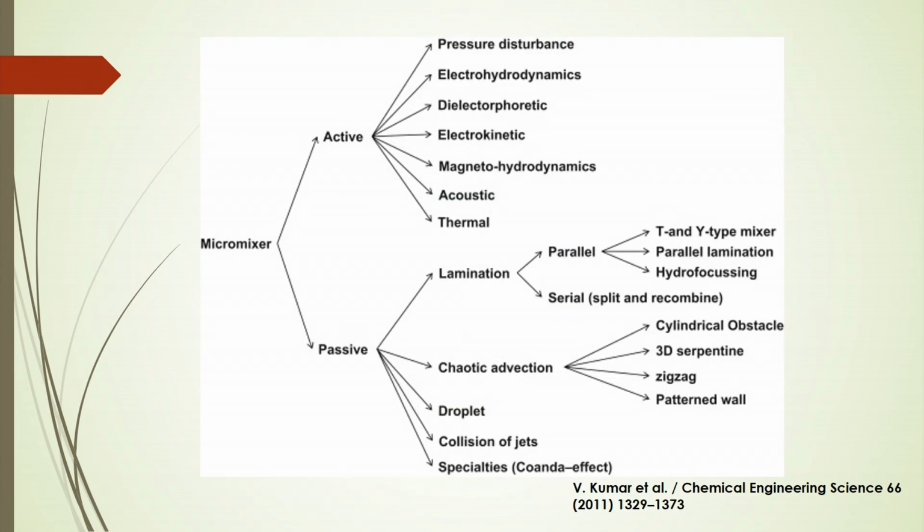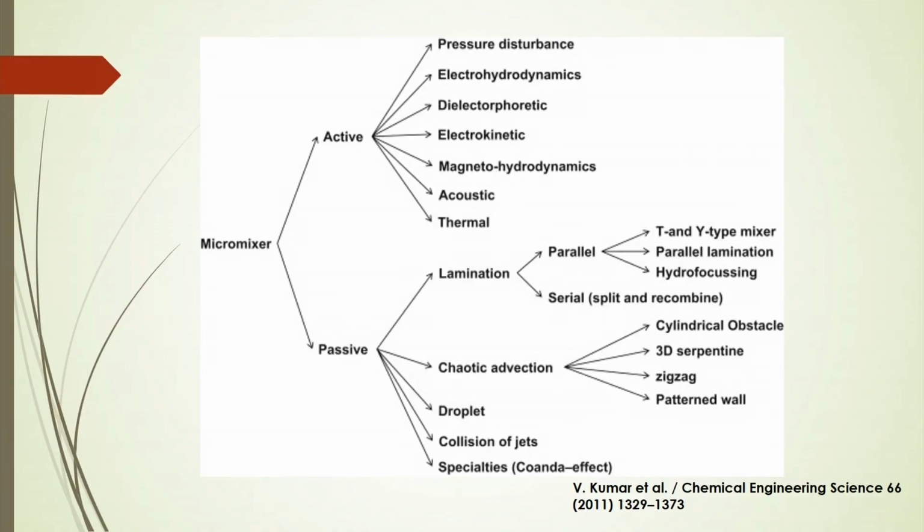Here, in tabular format, we have given the different types of micromixers, whether active or passive, and how they are differentiated in this table. So, please go through this and Kumar et al., who has described all those processes in detail. Please go through that paper, otherwise through the slides you can have an idea of the micromixing mechanisms.